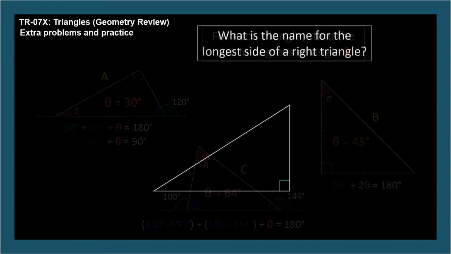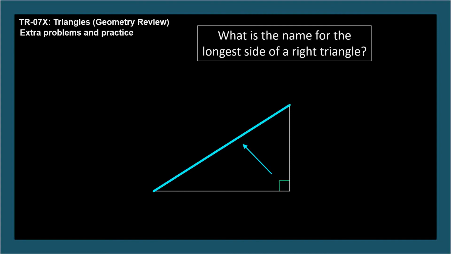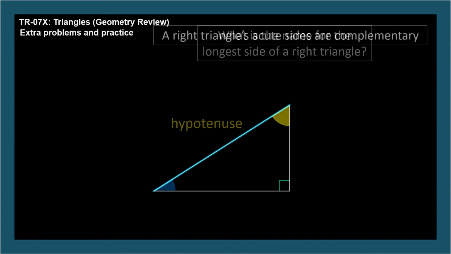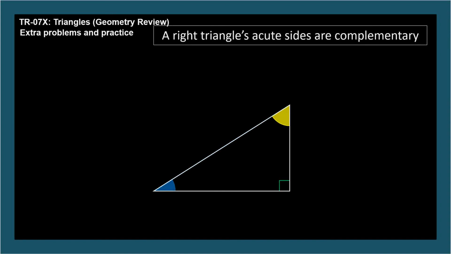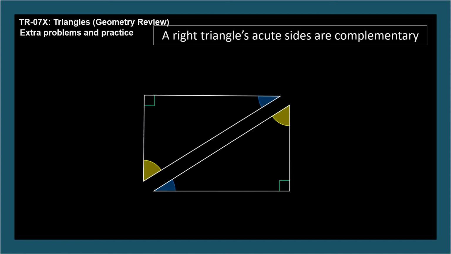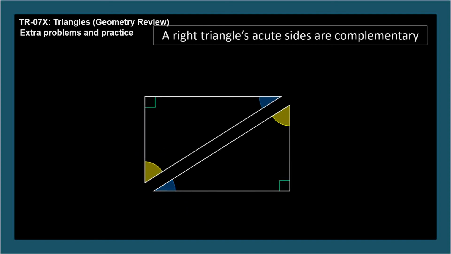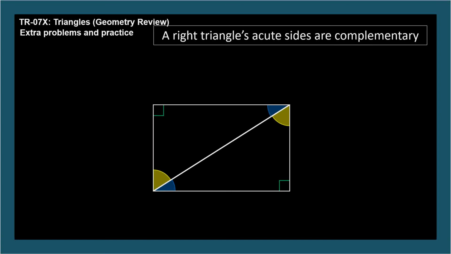What's the name for the longest side of a right triangle? Well, it's easy if you remember, I guess. It's called the hypotenuse. The next part isn't really an exercise to answer, but I wanted to show you how you can intuitively remember that a right triangle's acute angles are complementary. If we take a right triangle and flip it around, we can form a rectangle, showing that the acute angles sum up to a right angle.